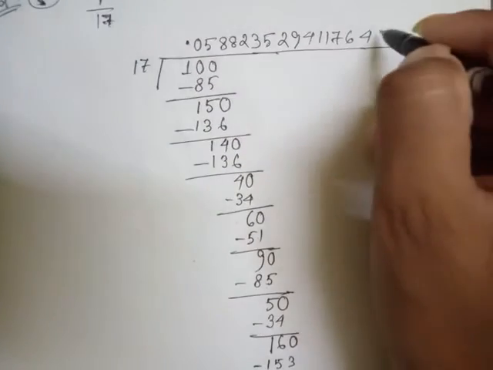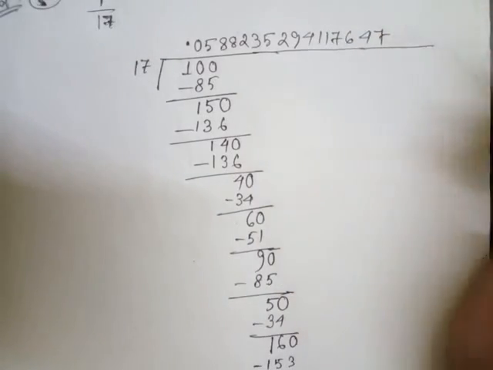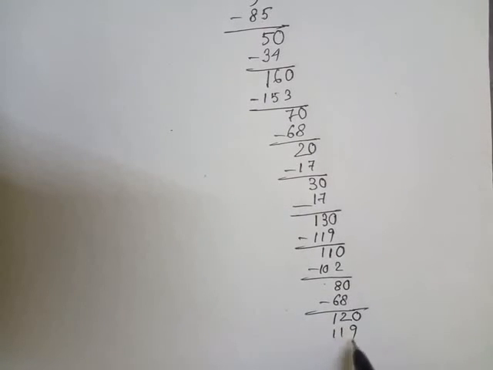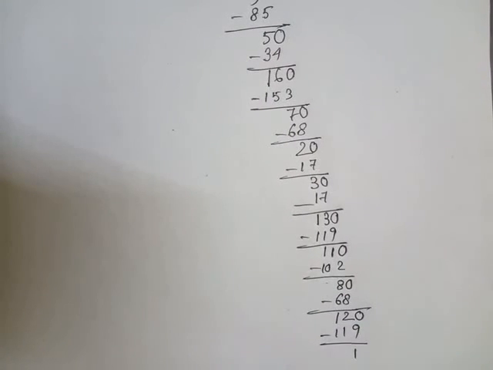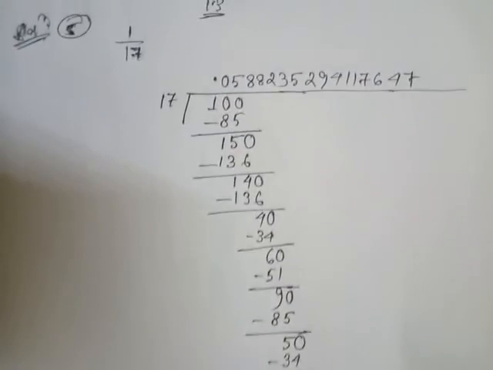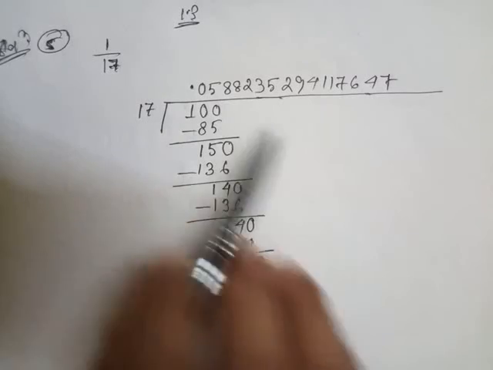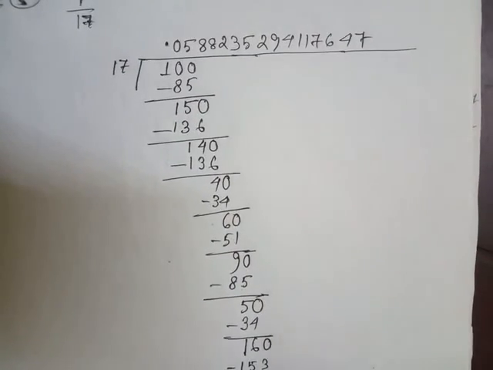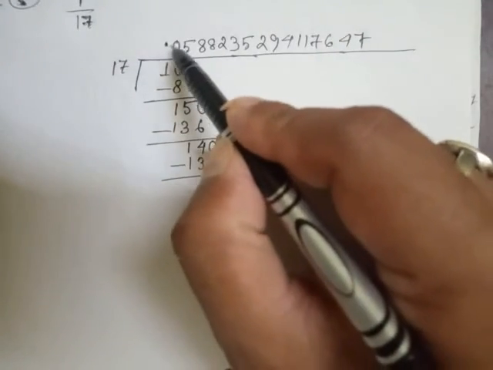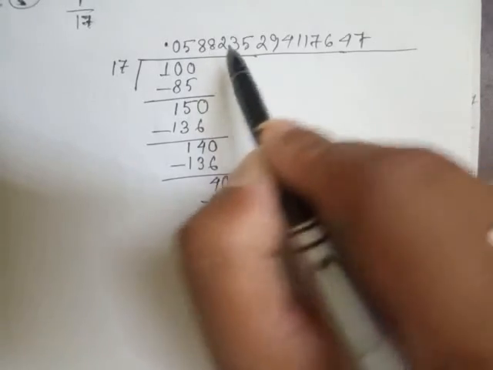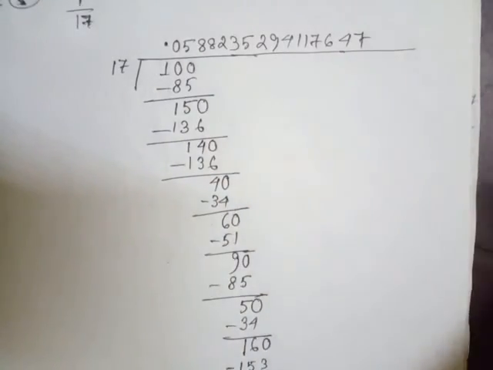Now 17 into 7, already 17 into 7 is there. 17 into 7 is 119, and here also I will write 17 into 7 is 119, and the remainder is 1. Now look, we have started from 1 by 17, and after solving we have got again 1 as the remainder. Now this indicates that if I start solving again, we'll again get 0, then 5, then 8, which means this whole value will repeat again.